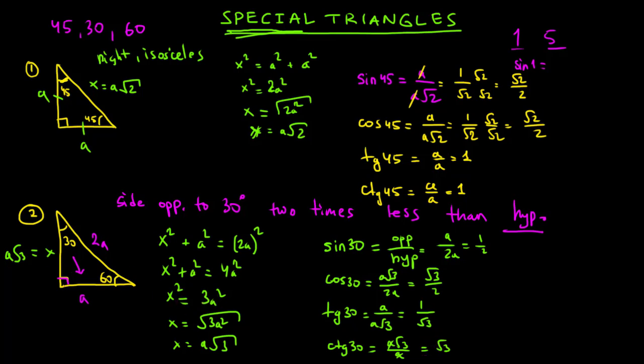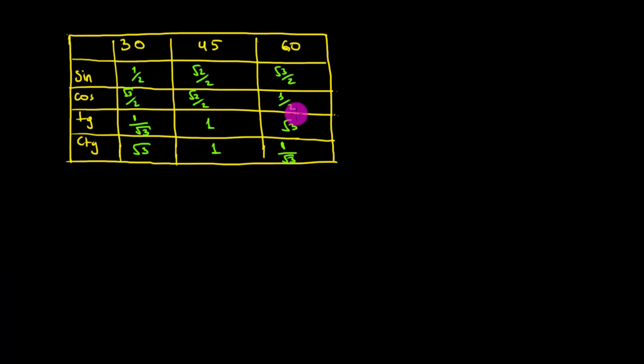And by the same logic, you can find sine 60. Okay, according to special triangles, you can make this kind of table, and based on this we will solve some problems.